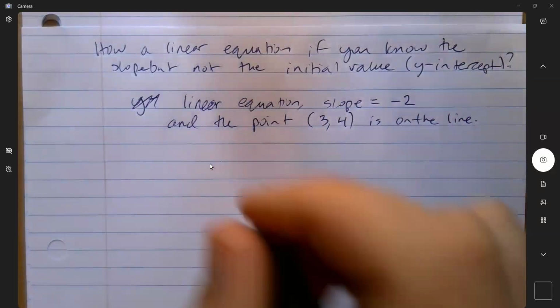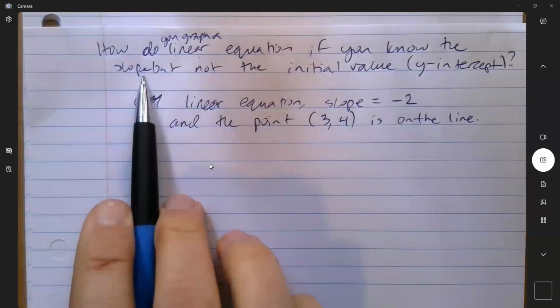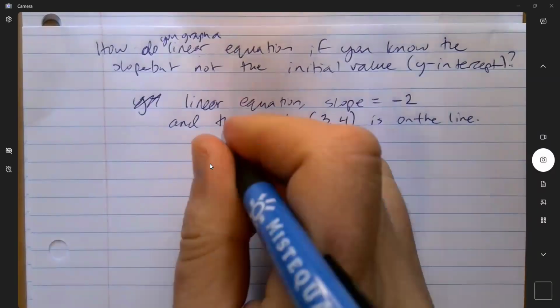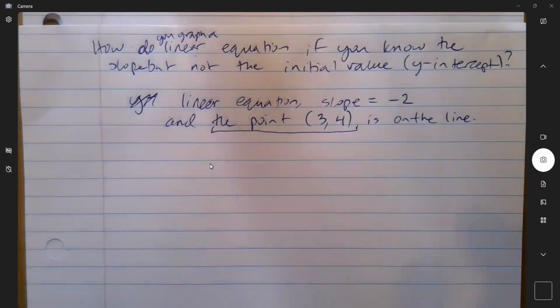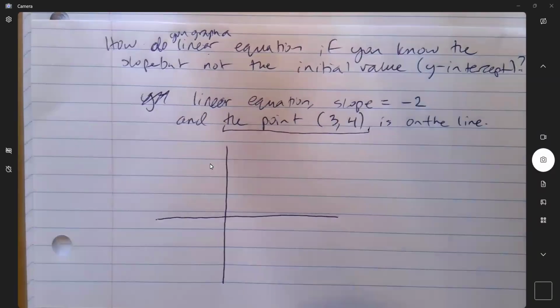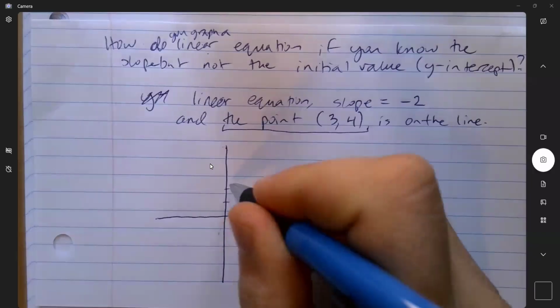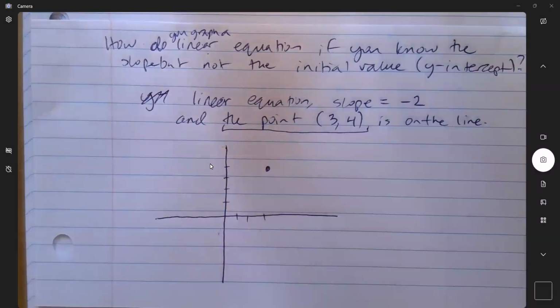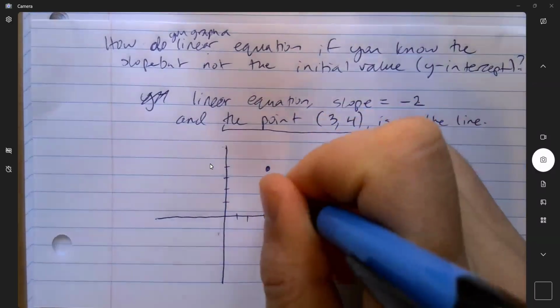So how do you graph a linear equation if you know the slope but not the initial value? You need another point. The truth is you don't need the y-intercept. You just need any point. And the process is very similar to when you do know the y-intercept. If I knew the y-intercept, I'd start with that point. But since I don't, I just start with a point that I know, which is (3, 4). And I still know the slope, which means every time x goes up by 1, y goes down by 2.